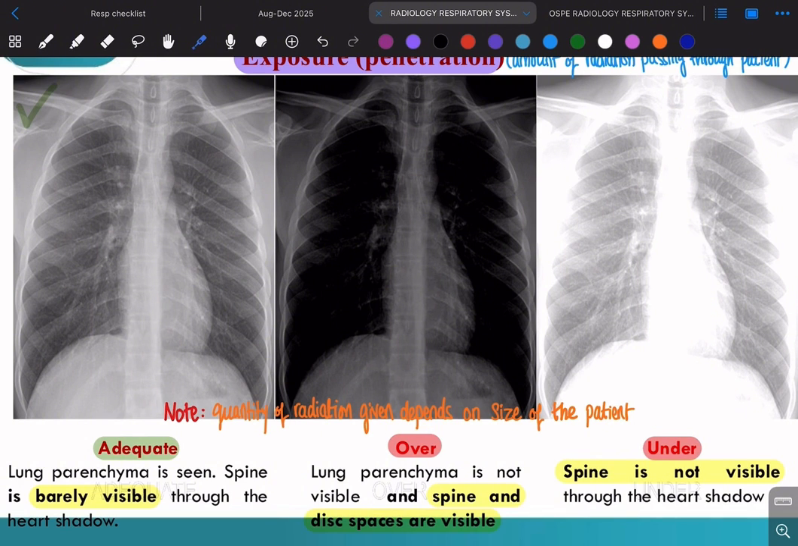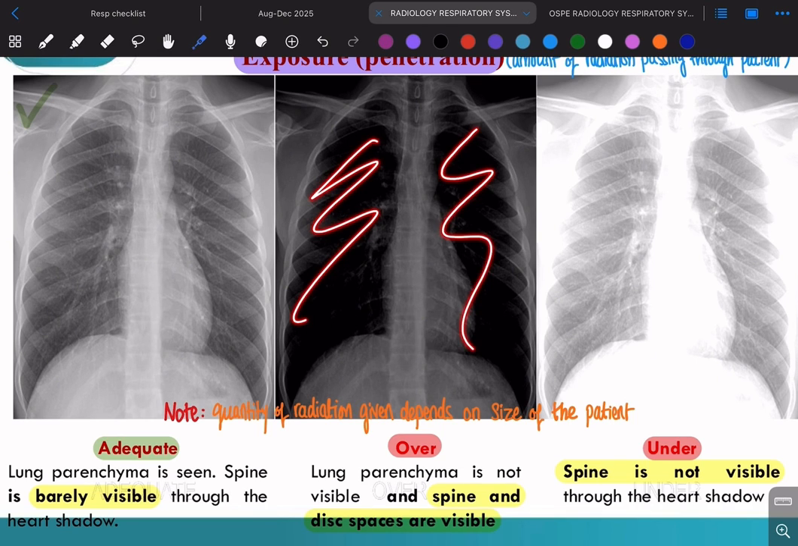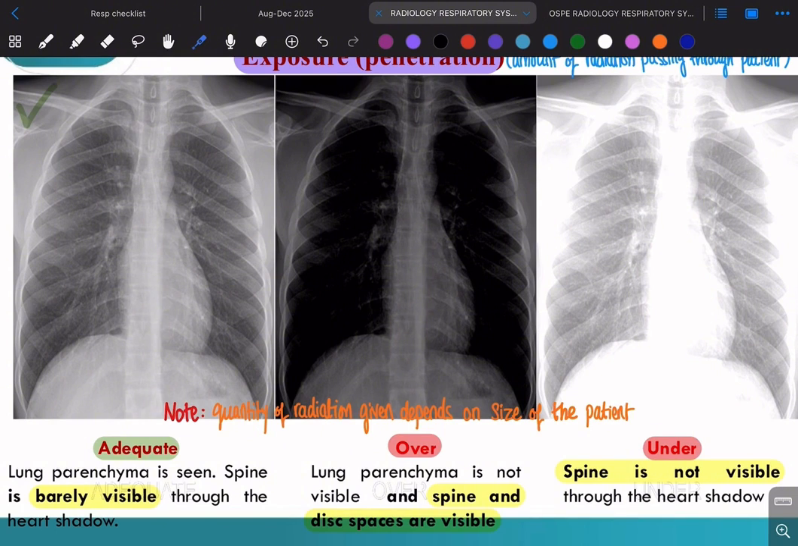Over penetration. The doctor said the way we can remember it is that when we give the patient too much radiation, they get burned, and when the patient gets burned, they turn black. Okay, so when we give over radiation, the patient is going to get burned, right?